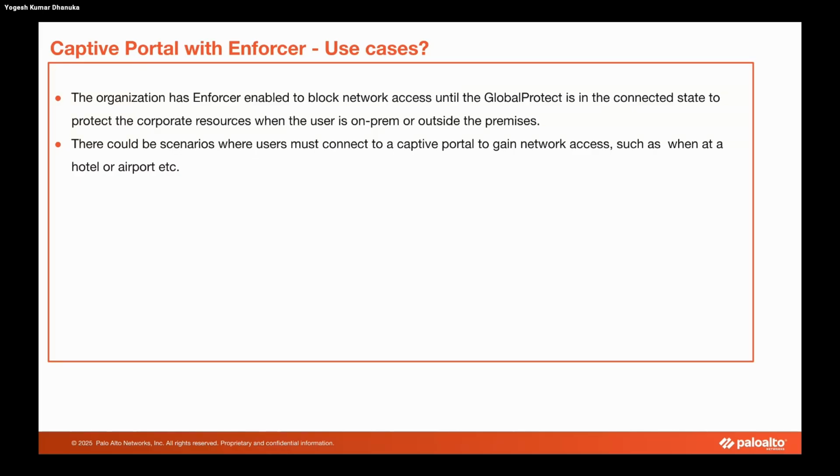So a user is traveling in an airport and they need to do some office work. So they turn on the machine, they connect to Wi-Fi, and in almost all cases, that airport Wi-Fi would require you to authenticate with either, let's say, a cash card, or you need to enter your mobile number and then get an OTP, agree to certain conditions. So that works well most of the time without the enforcer.